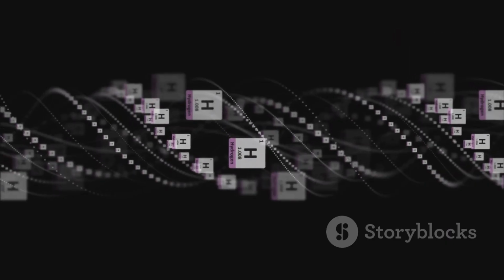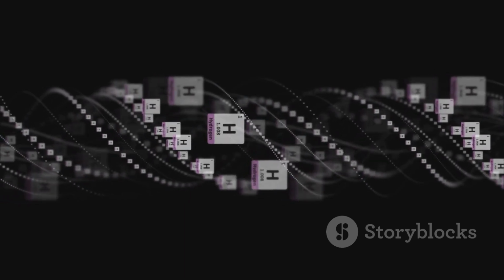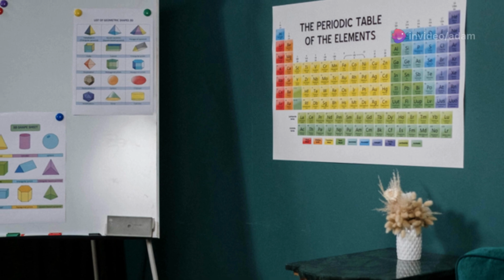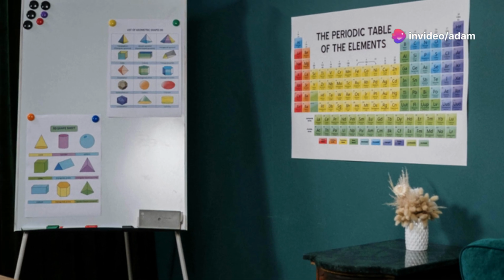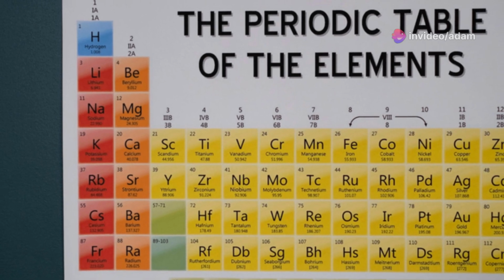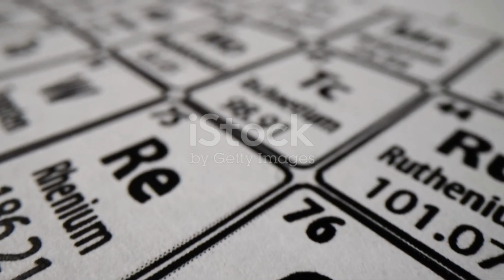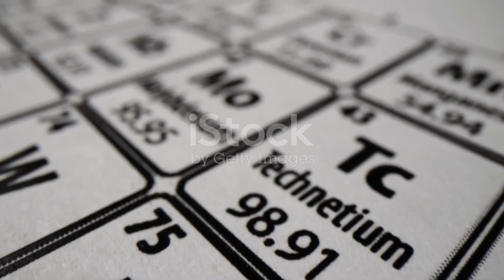Each element is made up of only one kind of atom. This means that the atoms of an element are all the same. Think of the periodic table like an alphabet chart for all the elements. It organizes them in a way that helps us understand their relationships. Each element has a special name and symbol, just like letters have uppercase and lowercase forms.